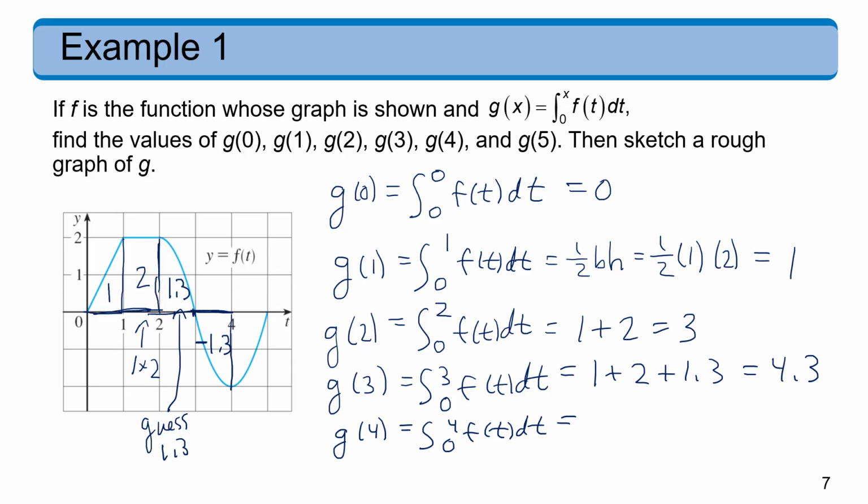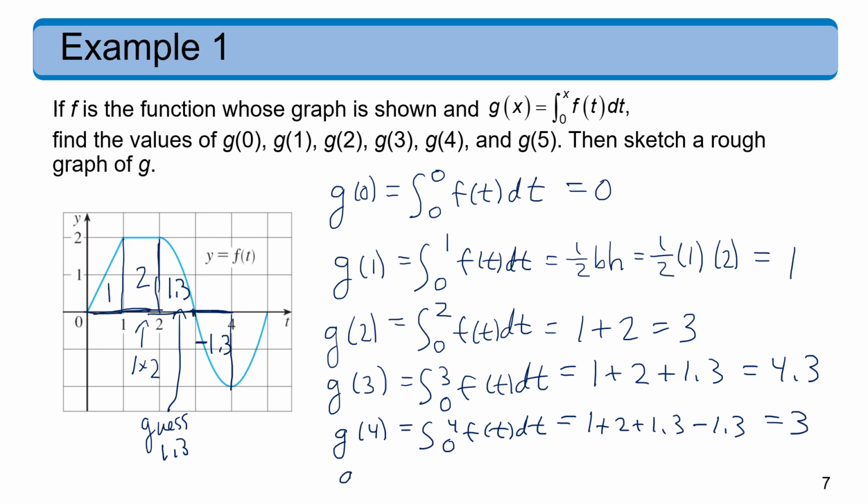So now for the integral from 0 to 4, we've got part of it that's above the x-axis and part that's below. So when we add these up, the first 3 regions count as positive, and then we'll subtract 1.3 when we get to this last region. So altogether we've got 1 plus 2 plus 1.3, and then minus 1.3, and that comes out to a 3.